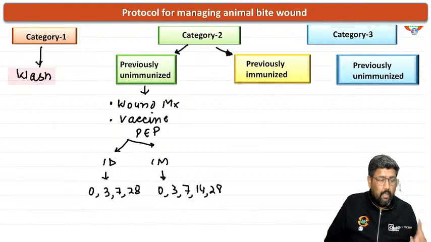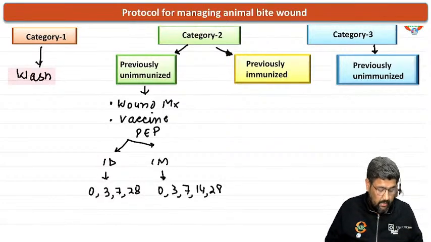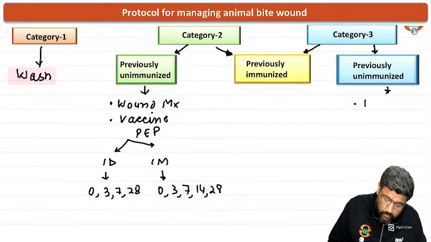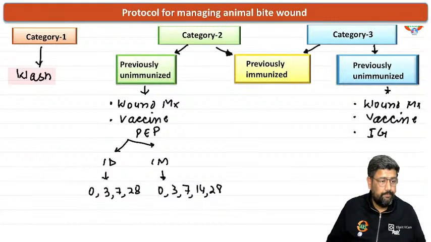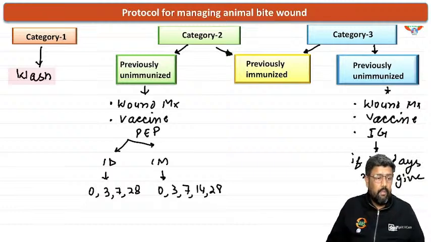Sorted? Now, if the patient is category 3, the patient may be previously unimmunized or previously immunized. If previously unimmunized, what are you going to do? You are going to do wound management, give vaccine, and give immunoglobulins. If more than 7 days, never give immunoglobulin.